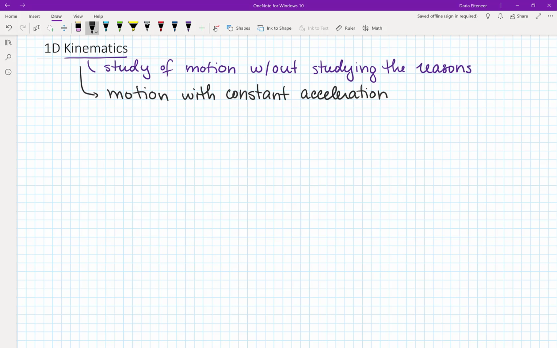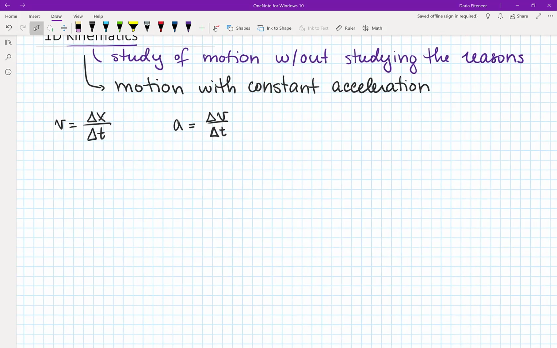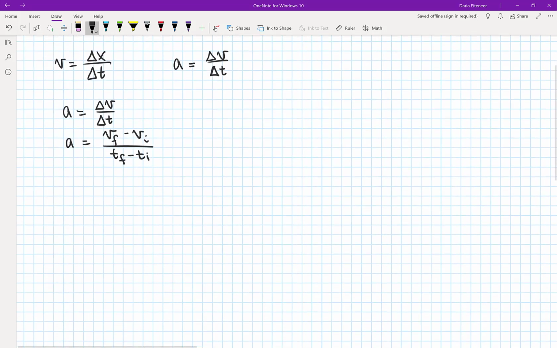Now, I'll remind you again that we wrote v as delta x over delta t, and we wrote a as delta v over delta t, right? So those were our definitions of velocity and acceleration. So let's start with acceleration. First thing I'm going to do is to rewrite this delta v as v final minus v initial over t final minus t initial. So that's simple enough. That's just utilizing the definition of change, right?